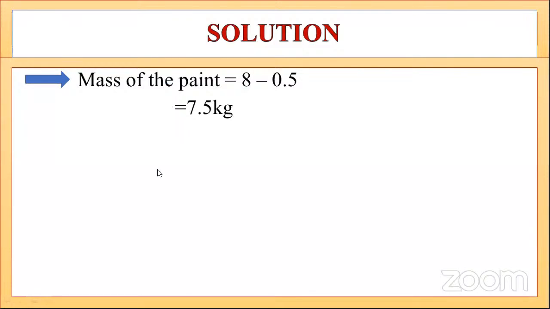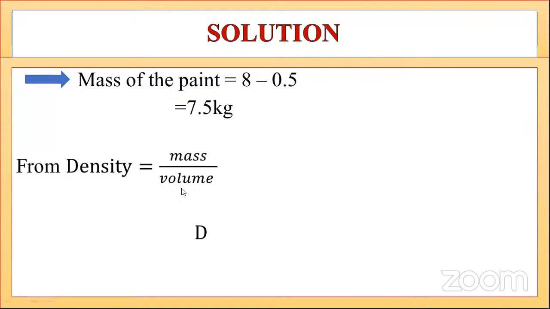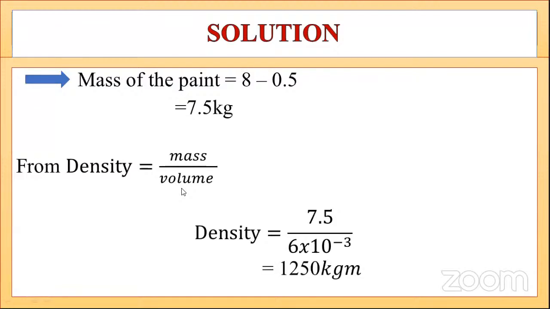So what will be the density now? Mass over volume. Very good. So our density will be mass over volume. What is our mass in this case? 7.5. What was our volume? 0.006. When you divide this, what do you get? 1,250. Very good. That is so great. Okay. That is in kilograms per meters cubed.